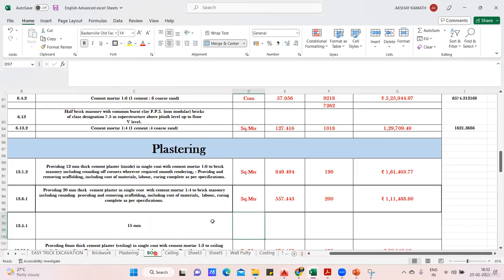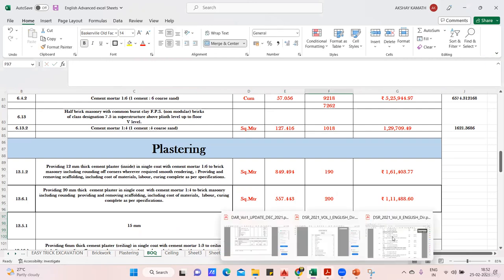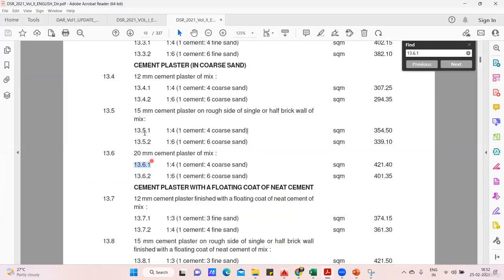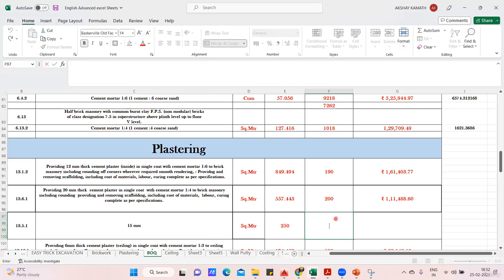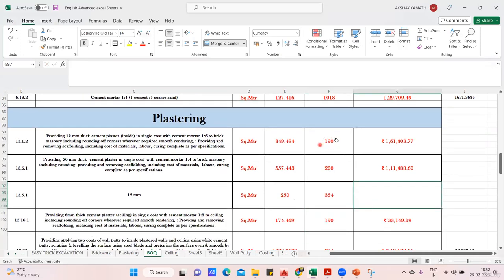So come to the BOQ. 15 mm will be your plastering. This will be in square meter again. Control C, Control V I'll do. And now it is 250 quantity. Rate you can come and check in SOR. So I'll come to SOR. Mine is 15 mm. I'll go with 1:4. The rate given by the contractor, or in a DSR, it is 354. Come here and input 354. Is that okay? So input 354 here. If you go with this also, no problem. You separate it out.